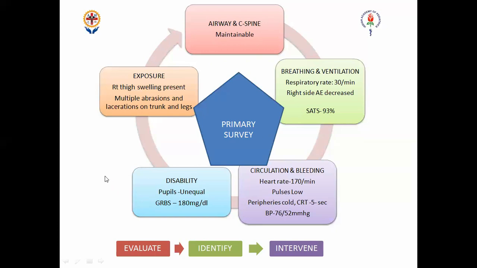Okay, this is the reassessment again. After stabilization, we did a great job by stabilizing the airway by intubating. So we are able to maintain the airway now. Breathing wise, we are bagging at a rate of 30 to maintain CO2, but there's still decreased air entry on the right side, and we have SATs around 93%. Circulation wise, your hemodynamics are still not that great, there's not much improvement. And disability wise, pupils are still unequal.